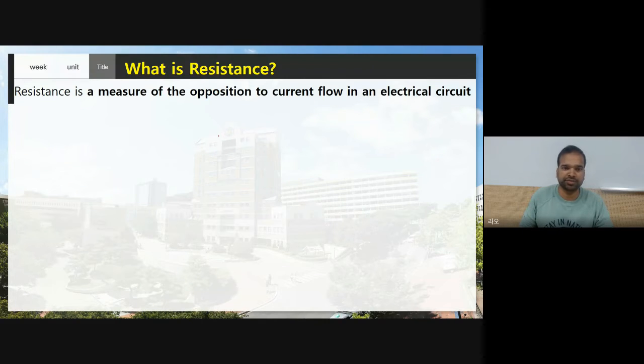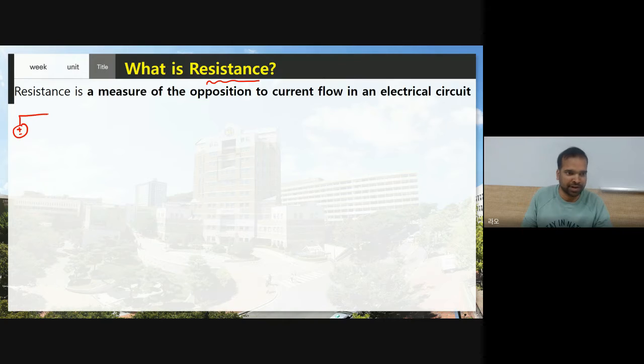Hello guys, in this video I am going to explain two things. The first one, what is resistance, and the next thing, what is the relationship between resistance and resistivity.